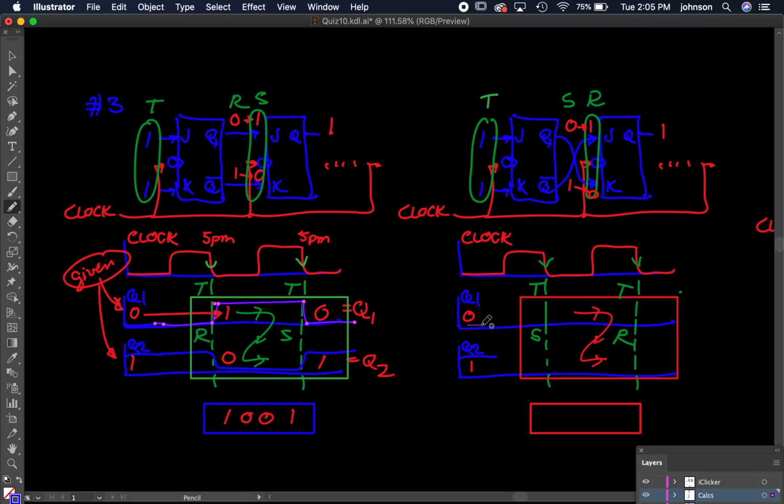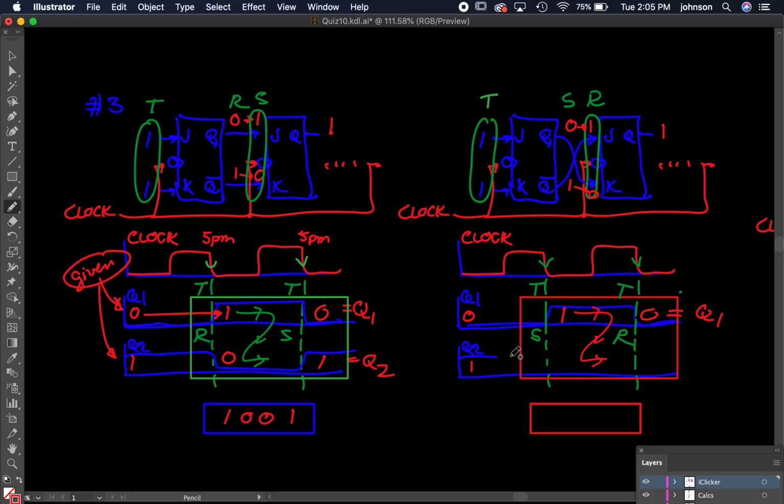So this is initially a 0 here, so I'm toggling up here, then I'm toggling down. So my final value here is going to be a 0. This will be a 1. This will be a 0. That's the same answer as this. So this will be the answer for Q1.